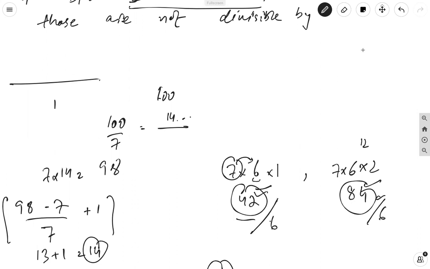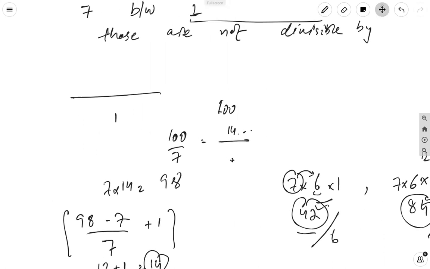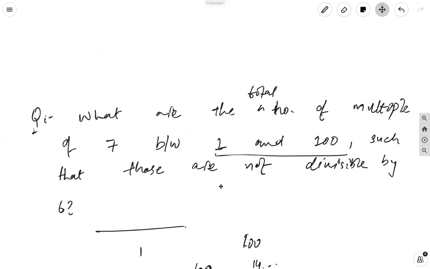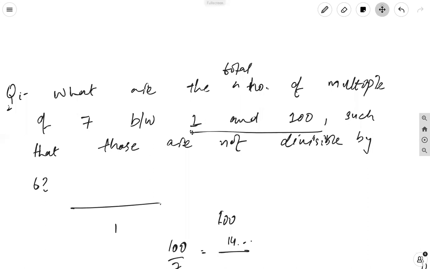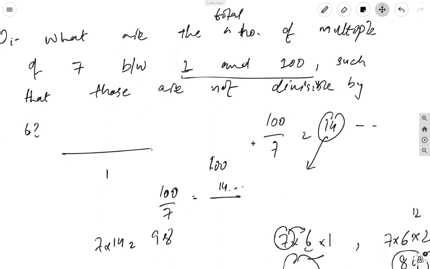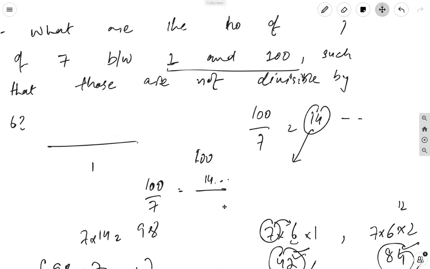Which part? I didn't get it from the starting point. From the start of this question? Yeah, from the start. The question was asking for the total number of multiples of 7 between 1 and 100, such that those are not divisible by 6, right? The quick way: the highest range is 100, so just divide 100 by 7, the result is 14 point something. So you can straightforwardly see that 14 is the highest multiple of 7 less than 100. So there are 14 multiples of 7 between 1 and 100, right?